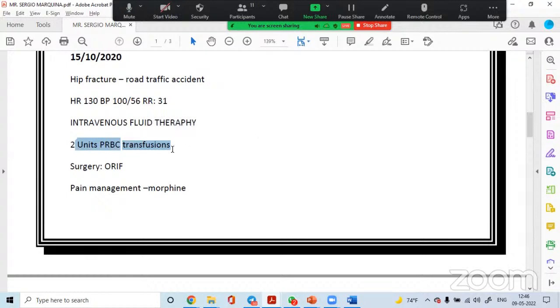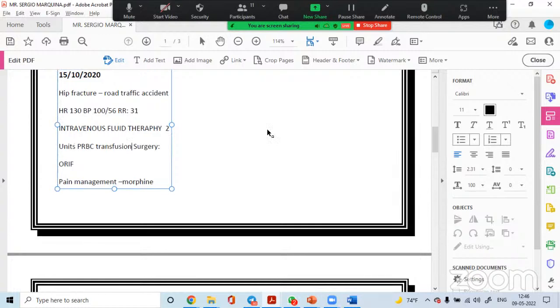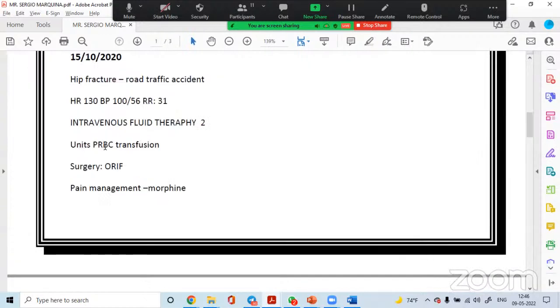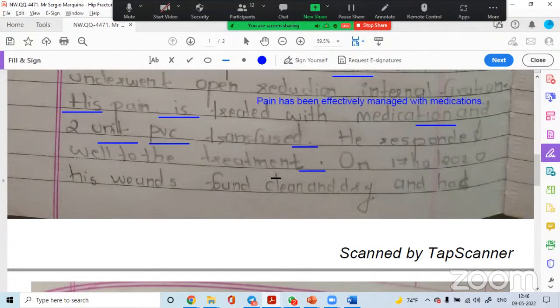Okay. So here also some. Fine. 2 units of packed red blood cells were transfused. Okay. Why? Because of some problem. Okay, that you did not mention. Why transfused? What is the reason? This is the effect. You did not write the reason. 2 units of packed red blood cells were transfused or have been transfused.